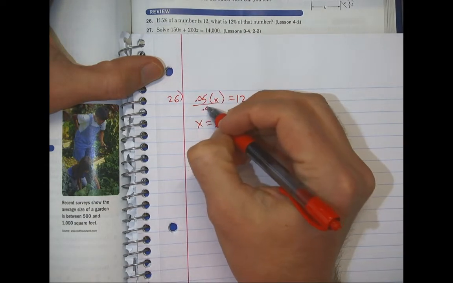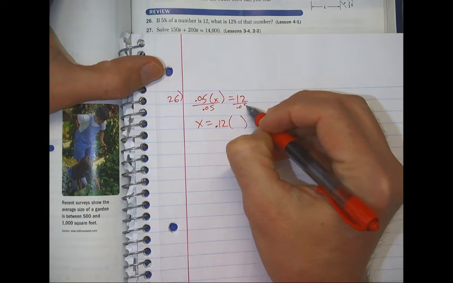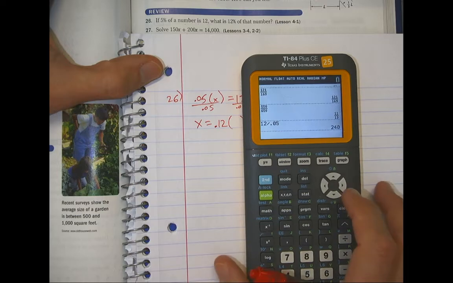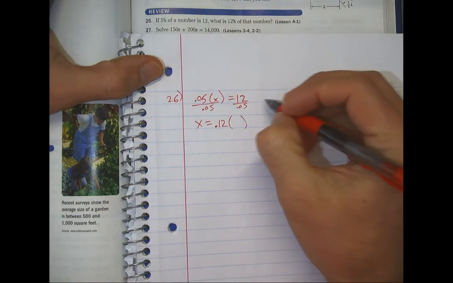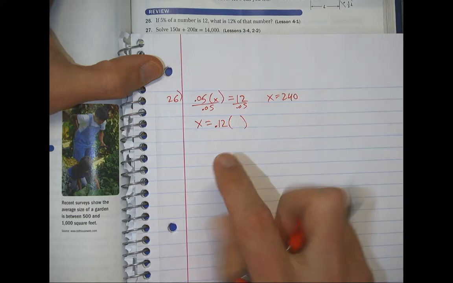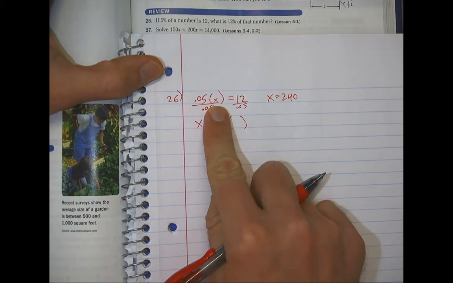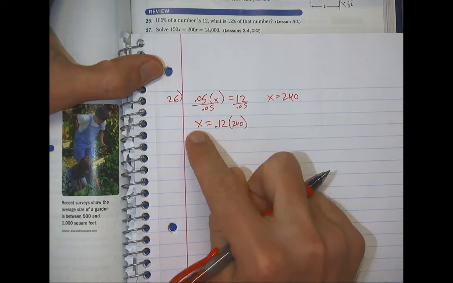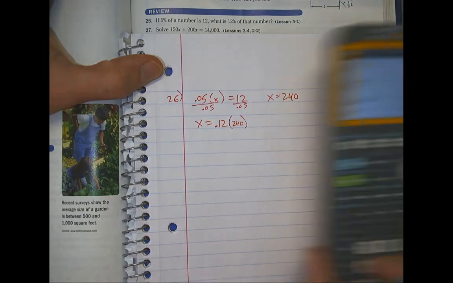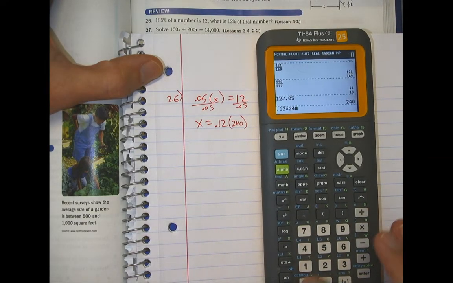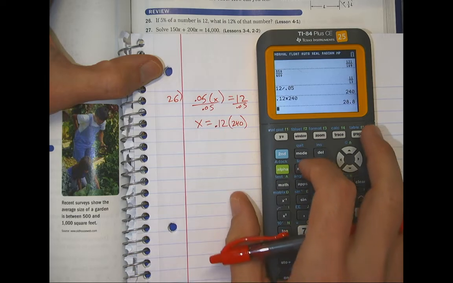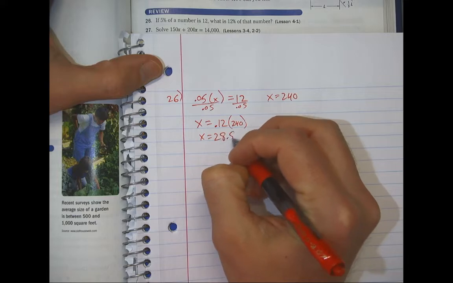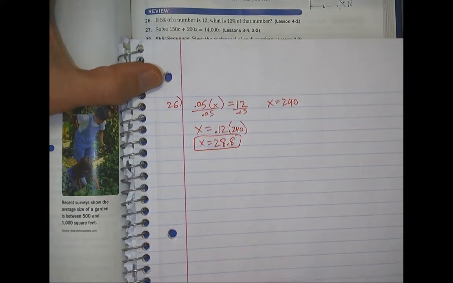So if I went ahead and I figured this out, 5% of something is 12. So I'm going to do 12 divided by 0.05. And it's 240. So up here, x is 240. So 5% of 240 is 12. What's 12% of that same number? So 12% of 240. What is 12% of 240? So I'm just multiplying. And it's 28.8. So just two steps right there.